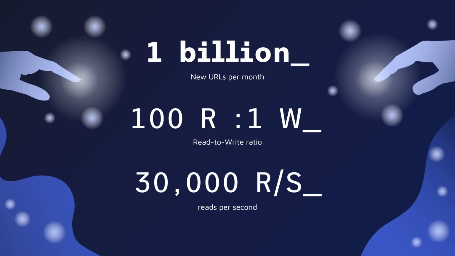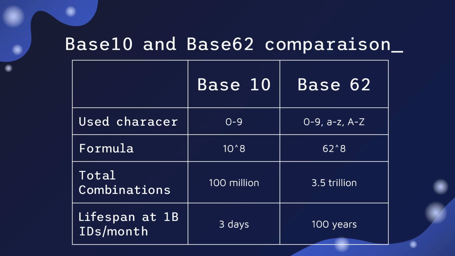This brings us to a crucial design question. Why do we use base 62 instead of base 10? If we only used digits from 0 to 9, base 10, for an 8 character string, we would have only 10 to the power of 8. That means 100 million combinations. At 1 billion writes a month, we will run out of IDs in 3 days.